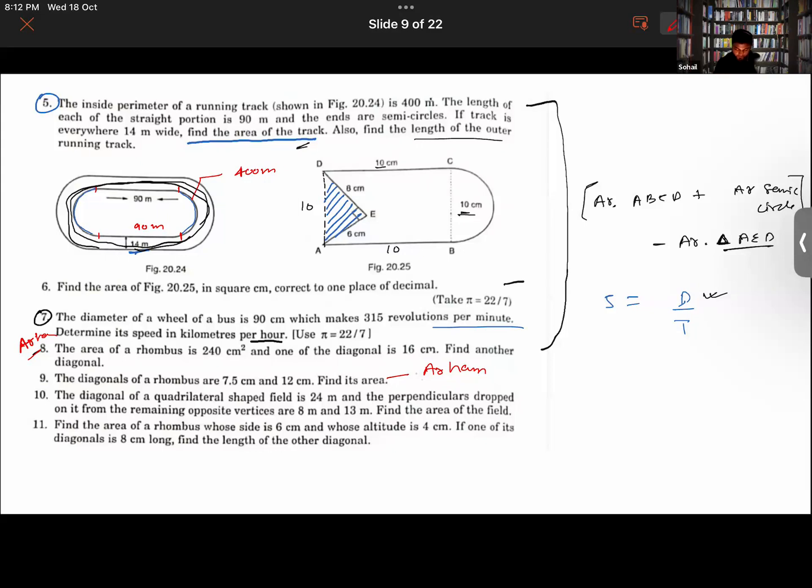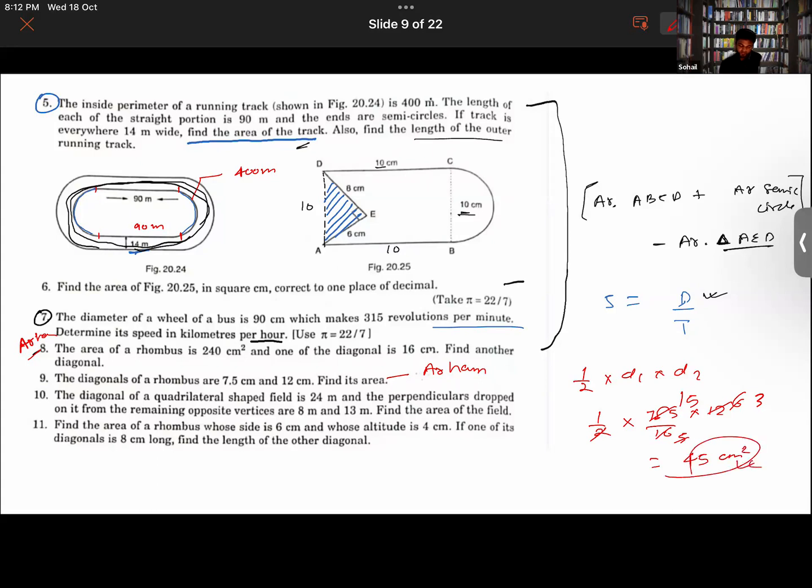Question number 9. Diagonals of a rhombus are 7.5 centimeter and 12 centimeter. Find its area. So simple, right? It's half into d1 into d2. So half into it's 45. 15 threes are 45 square centimeter.